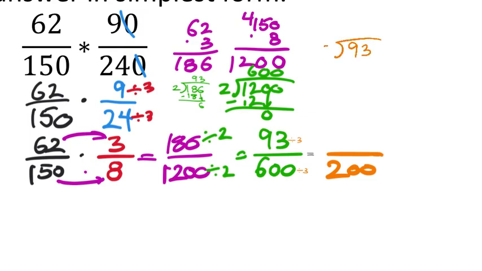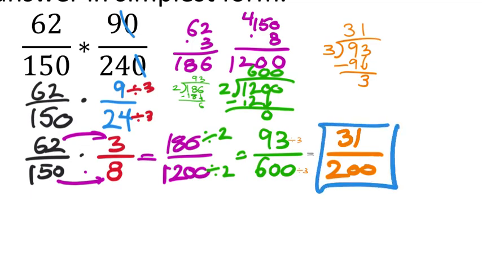You could do that pretty quick in your head. That's okay. 3 goes into 9 3 times. 3 times 3 is 9. Zeros that out. Drop the 3 in the ones place value. 3 goes into 3 once. 31. That's exact, by the way. 31 is prime, and 200 is not divisible by 31. So it looks like this is our final simplified answer.